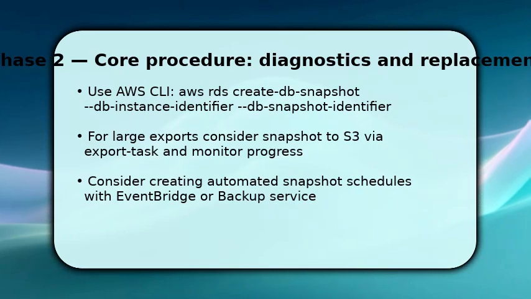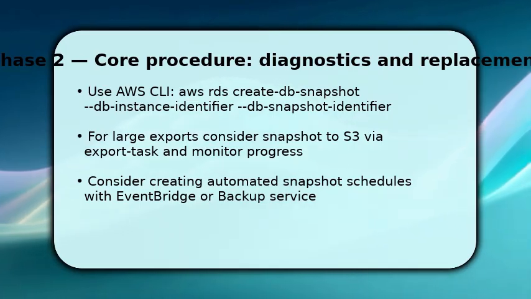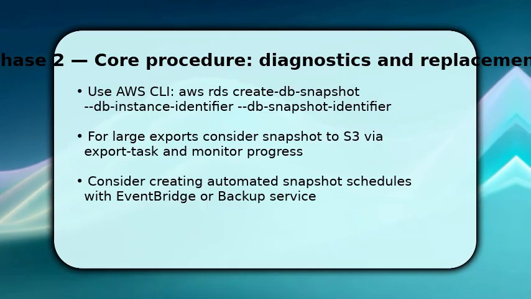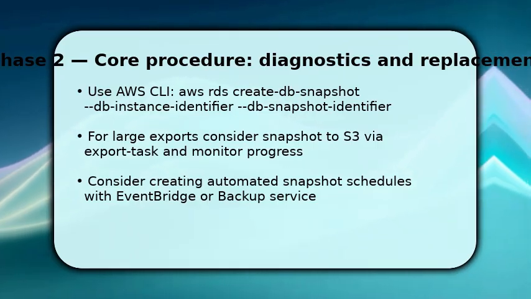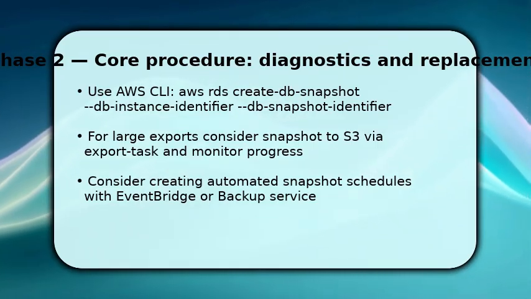Once the snapshot exists, you decide between restore, copy, or export. If you need data files, start an export task to S3, use the same KMS key and region, and monitor the task via describe export tasks.